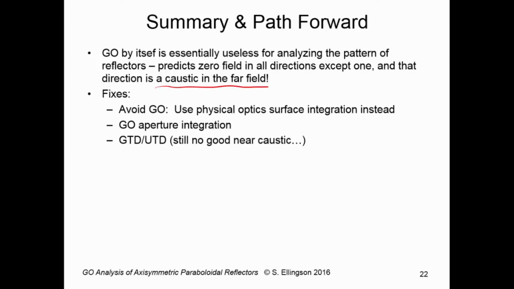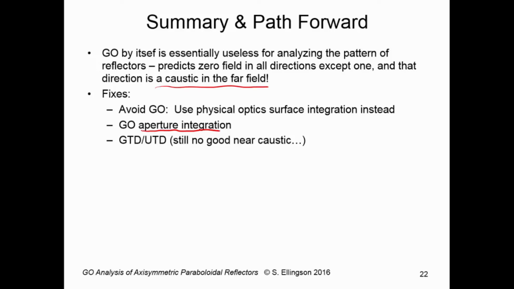There are some fixes to this, which I will now point out. One is to not use GEO. You could use physical optics surface integration, and we will do that in a future lecture. A perfectly reasonable way to avoid this whole problem. Second way is a way I identified a few slides back, which is to use geometrical optics only to get the fields in an aperture, and then to use aperture integration to get the characteristics of the main lobe and the first few side lobes.